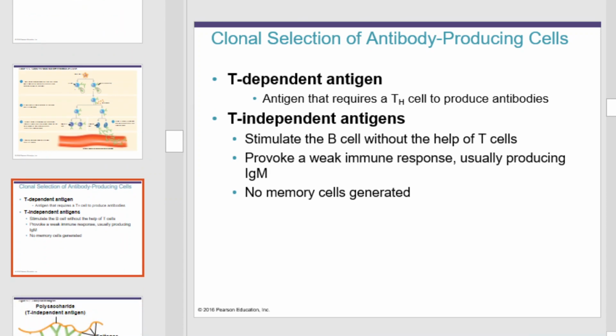T-dependent antigen. In clonal selection of antibody-producing cells, we must consider first T-dependent antigens, then T-independent antigens. T-dependent antigens are antigens that require a T helper cell to produce antibodies. T-independent antigens can stimulate the B cell without the help of the T cell. The T-independent antigens will provoke a weak immune response, usually producing IgM, and no memory is generated. The T-dependent cells are the polar opposite.